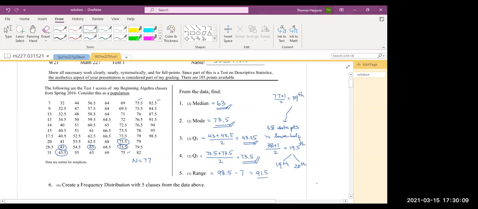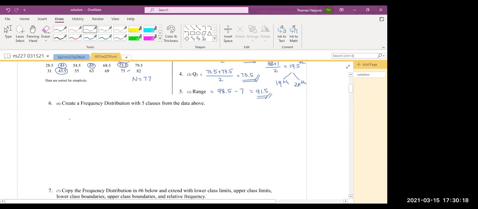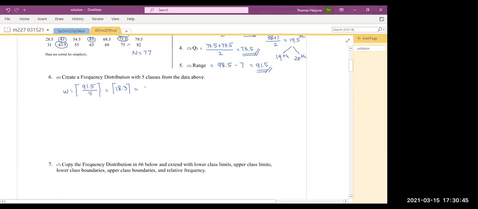That's the range. Now, creating a frequency distribution with 5 classes. I always give you the number of classes, don't worry about that. The class width will be the ceiling of the range divided by the number of classes. That will be 18.3, but then it becomes 19. We use ceiling notation because we always round up. Now we will start with the frequency distribution.